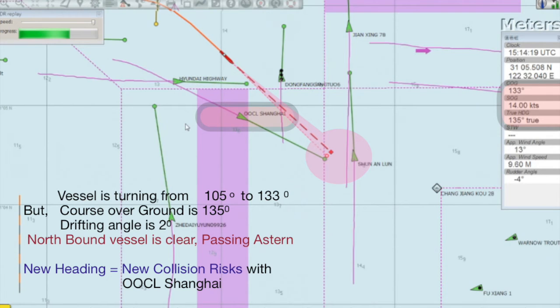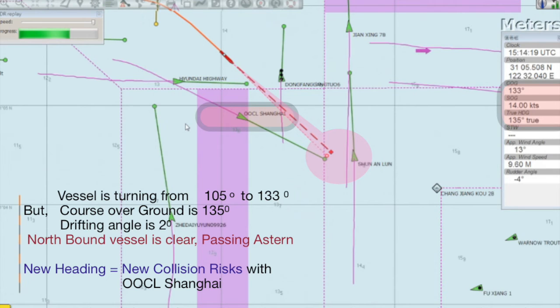As long as we keep our original course. This is important because if our course is changed, then we will shift the collision risk to another position. So if we keep the original course as shown in the picture, the Hyundai Highway can only hit us after 6 minutes. But after 6 minutes, we won't be there waiting for him. So our real problem is with the Oriental Shanghai.